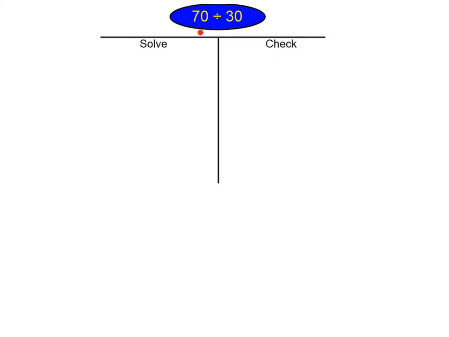Now we need to remember the first number that we see is always my dividend. That number goes inside my division sign, okay? And the second number is always my divisor. The divisor goes outside. Okay, so we're dividing 70 by 30, and our answer is called a quotient. So we're going to divide 30 into 70.